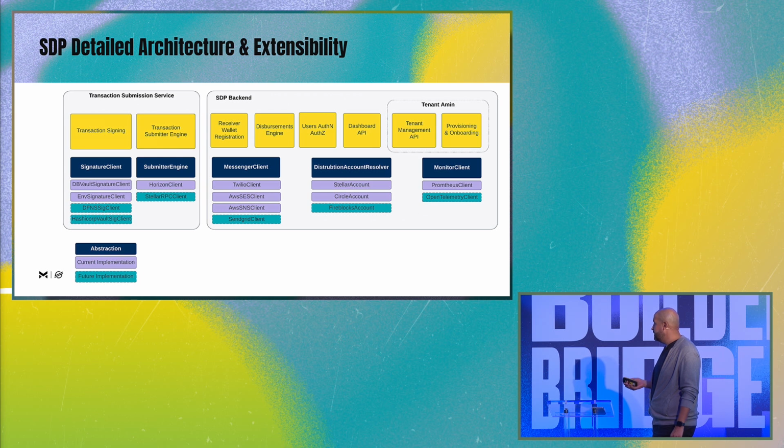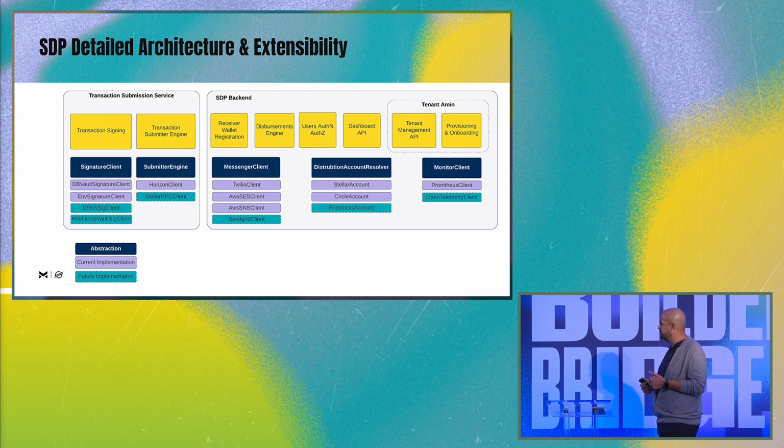The one thing to notice is that building these abstractions really comes at a price, and the price is configuration. We have a lot of configurations in place in order to choose which of these abstractions you're going to use. For example, for distribution account, is it going to be a Stellar account or a Circle account? These configurations are tiered, with three tiers of increasing granularity.